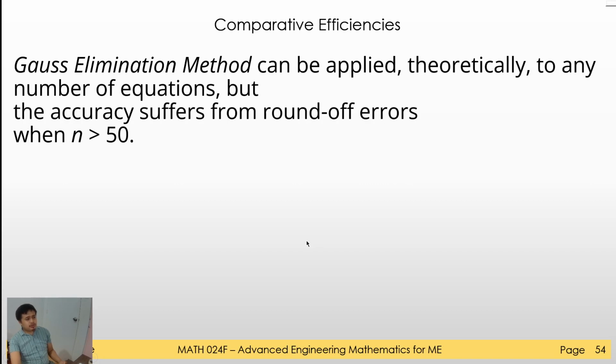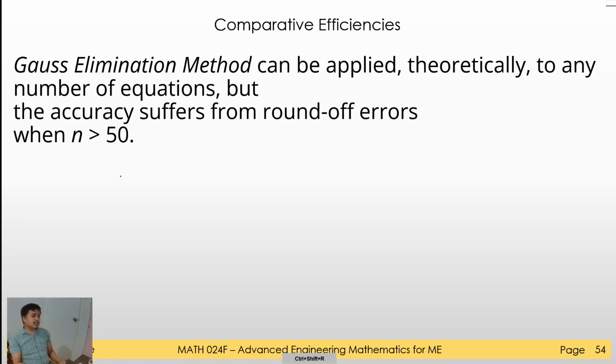Okay, so we should use Gaussian elimination for a number of equations less than 50, but for larger, we can utilize the iterative methods. This is the theoretical rough approximation limit of the number of equations before we can utilize the iterative methods effectively.